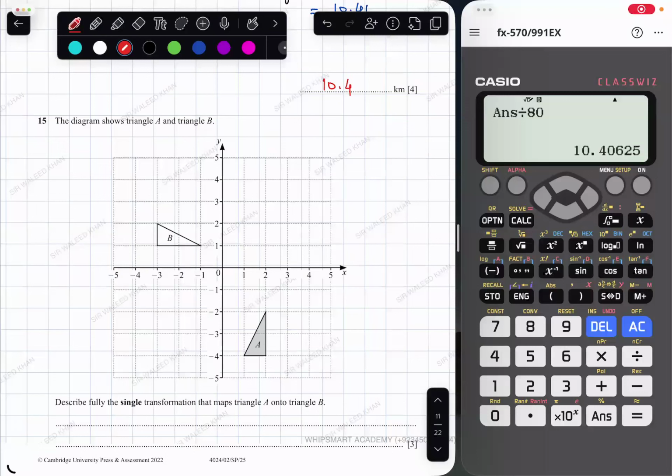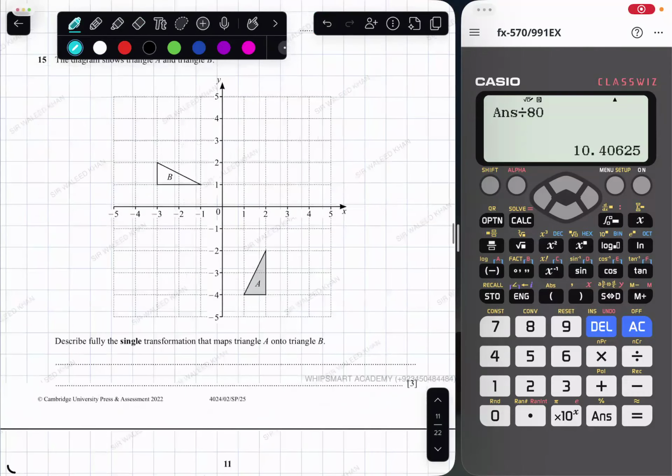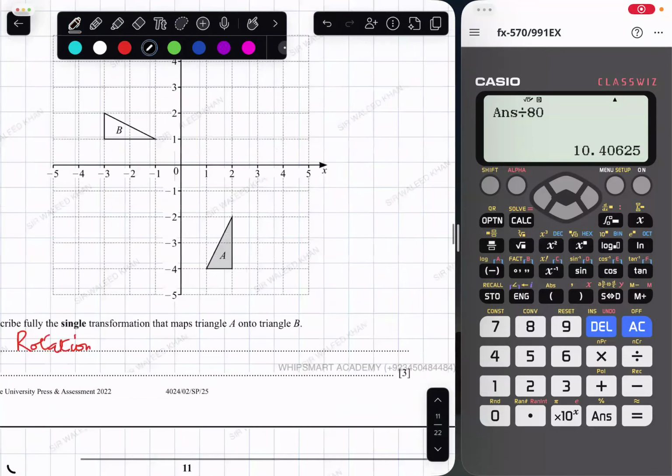Sometimes students can get confused about rotation and reflection. So for that, I've already explained. Join the corresponding vertices. Right? If the lines intersect, or they are not parallel lines, then it's a rotation. If they are parallel, then it's reflection. So we are dealing with rotation. Let's write that. Rotation. Now, they are saying that maps triangle A onto triangle B.